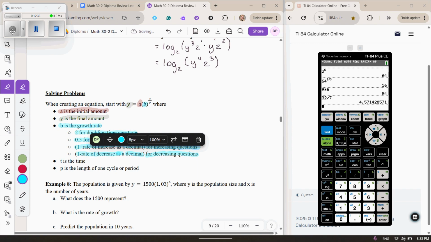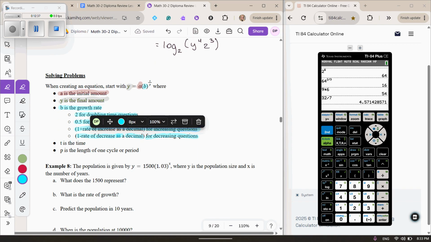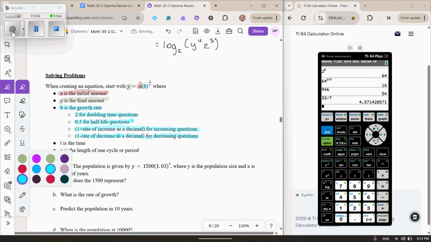So knowing those 4 different things are very important and will help you a lot when you are creating the equations. Okay, T is our time, and P is the length of one cycle. So for example, if it says the doubling time is 5 hours, then P is going to be 5. So it's the length of one cycle. A lot of the times for our percent increase or decrease questions, the cycle will just be 1 for 1 year.